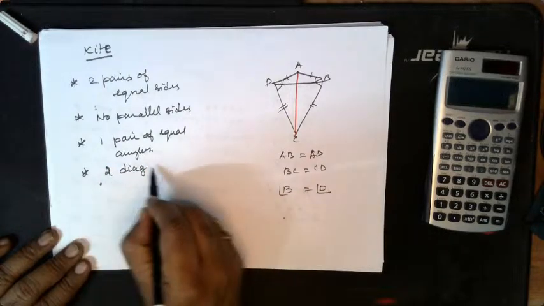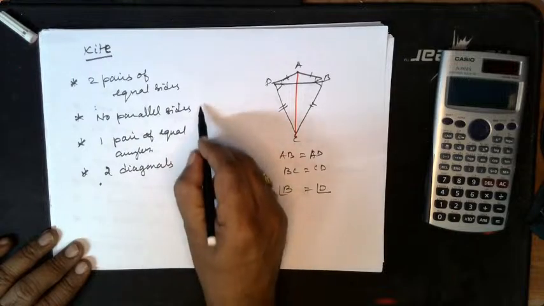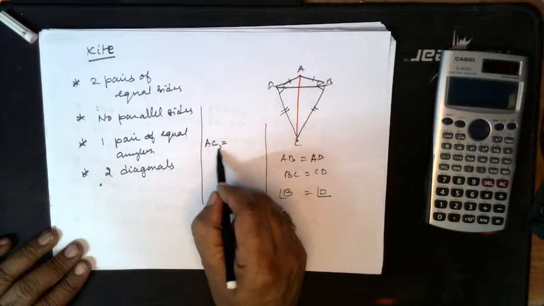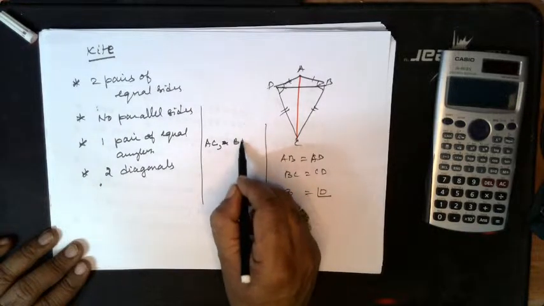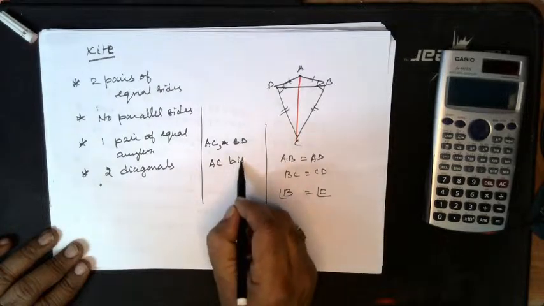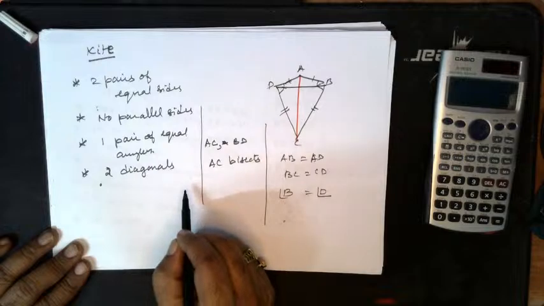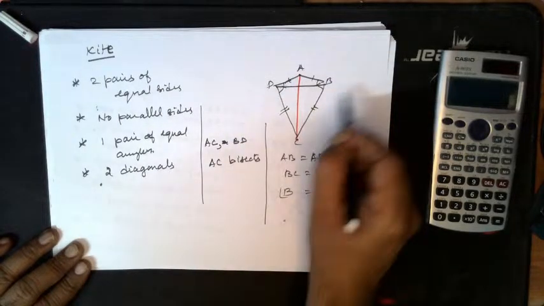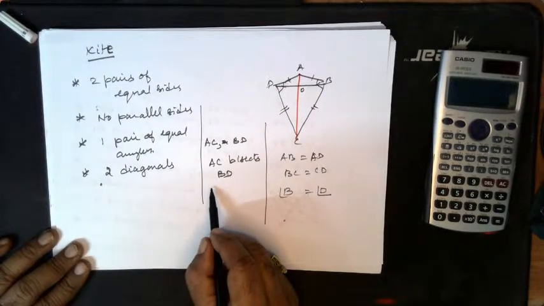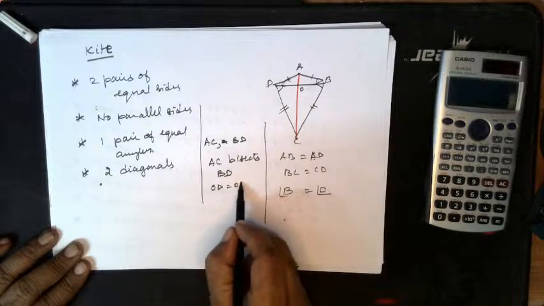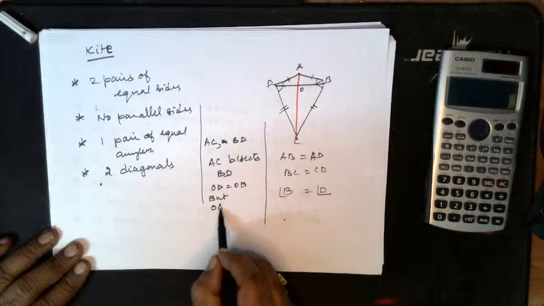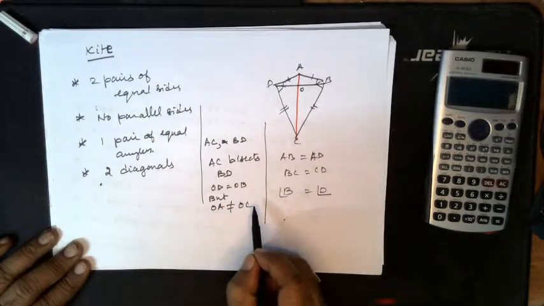So one diagonal, it has two diagonals. What are those two diagonals? That is AC and BD, right? AC bisects BD, right? Let me say this is O. Remember, OD is equal to OB, but OA is not equal to OC. Do you understand the meaning?